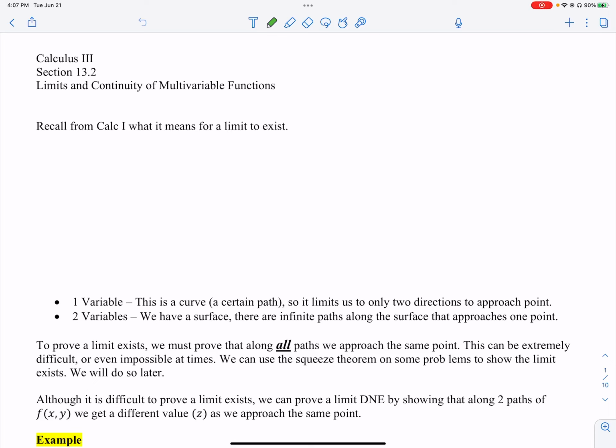This video will begin our discussion of section 13.2. We're going to start working on limits and multivariable functions. So to do this, like we've done for most topics, and we will throughout the rest of this course, let's relate it back to Calc 1.